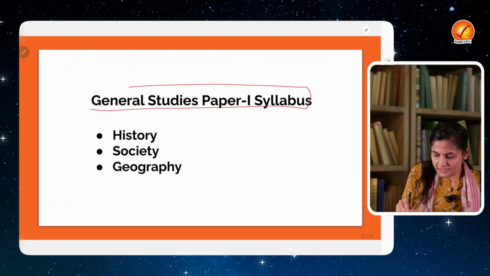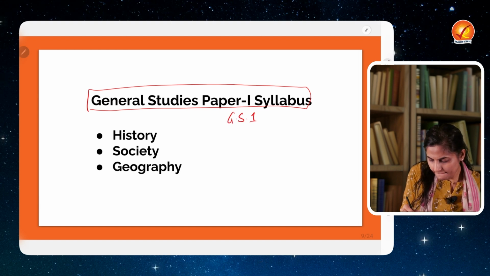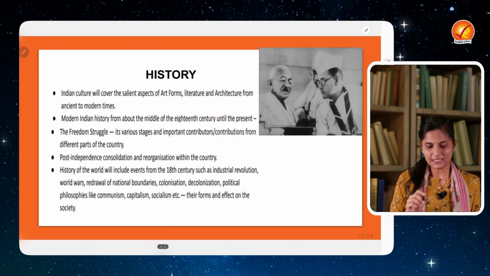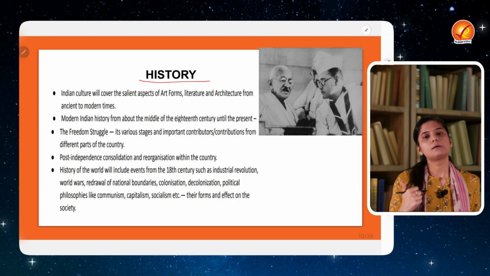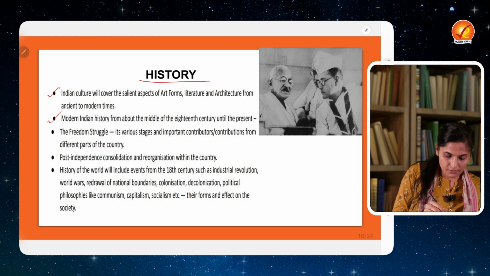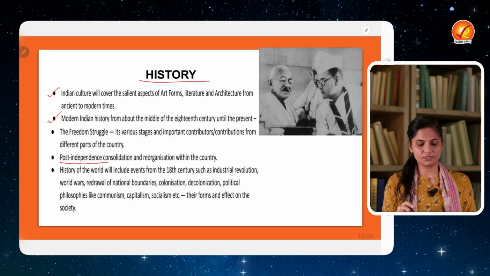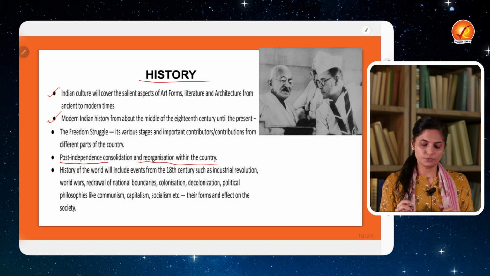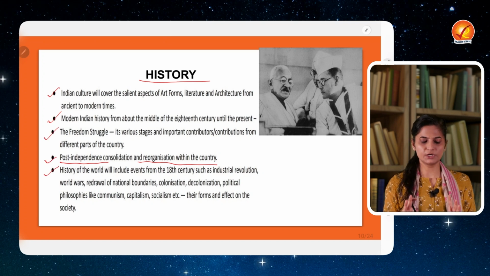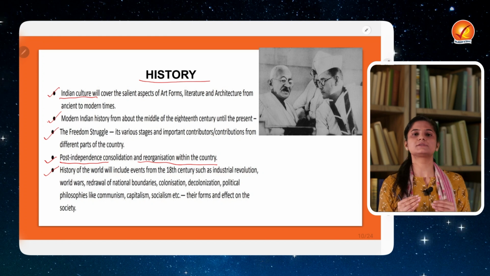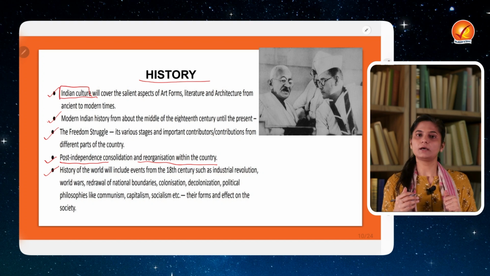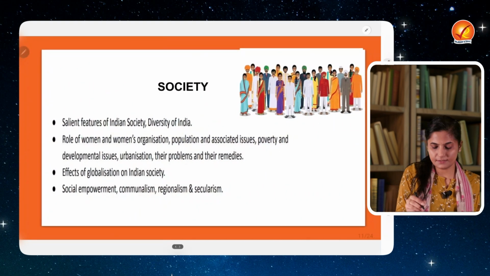So, for your GS1 in mains examination, as you can see here, you have 3 subjects: history, geography and society. First of all, let's start with history. Here you have to cover ancient history, medieval history, modern history, of course post-independence consolidation and reorganization within the country. That's why post-independence India. You also have to cover world history. Now, Indian culture, do not forget, if you study under the ancient, medieval and modern part, then it's covered. Otherwise, you can take it as a separate part under the history. So, this is regarding the history subject under GS1.